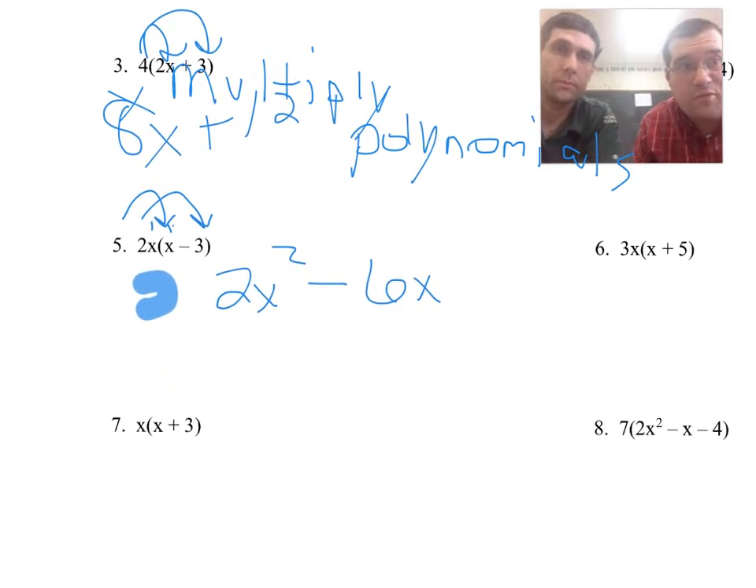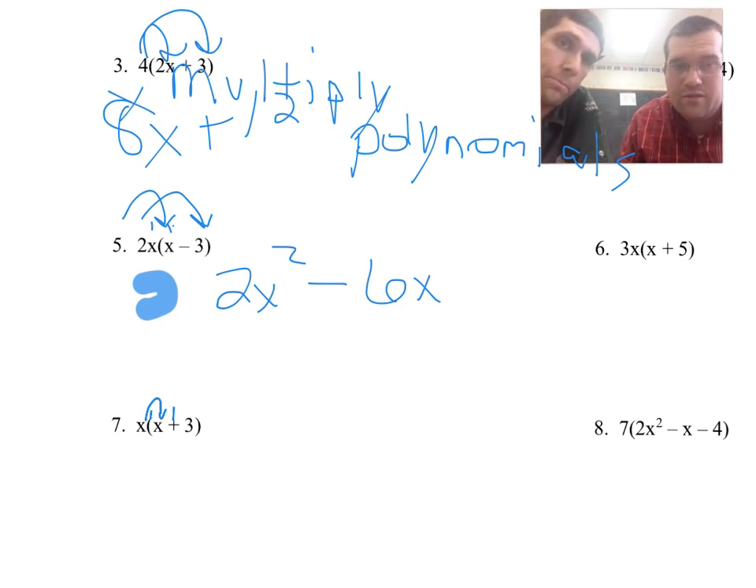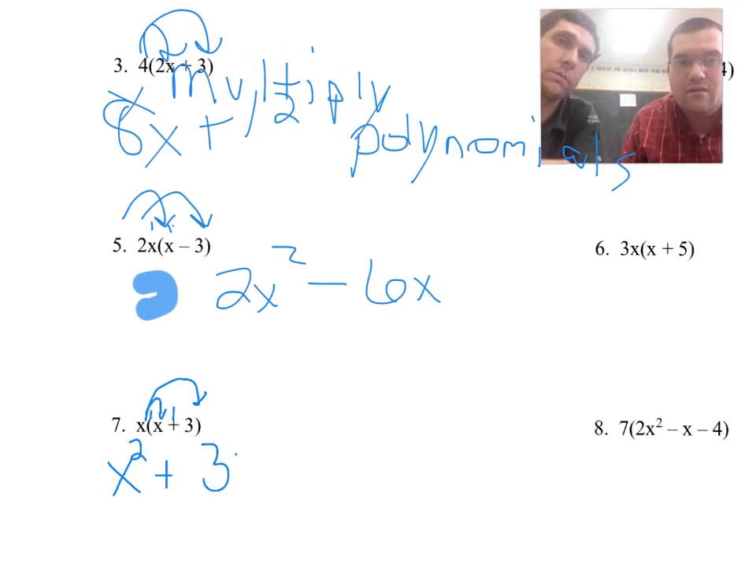All right, guys, one more practice problem for good luck. Okay, let me get my pen cursor here. So an x times an x. In other words, x to the first times x to the first. We're multiplying. What do we do with exponents? We add them, so that's why it's x squared. And then x times 3. Well, what's positive x times positive 3? Positive 3x.